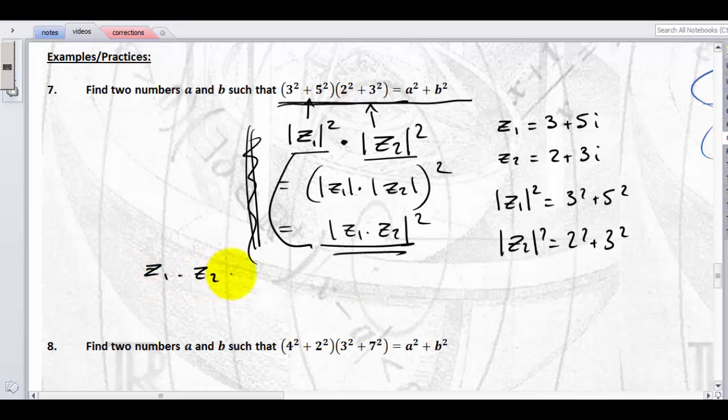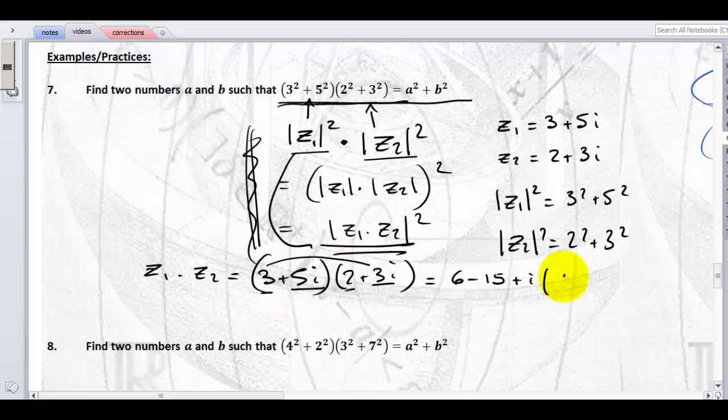z1 times z2 is what? 3 plus 5i times 2 plus 3i. Okay, let's expand. Where's your real part? 3 times 2 is 6. 5i times 3i, that's 15i squared, negative 15. So the real part is 6 minus 15, negative 9. Let's fetch my imaginary part. 3 times 3, 9. 5 times 2, 10. Done. I have my two numbers, right? This is negative 9 plus 19i.